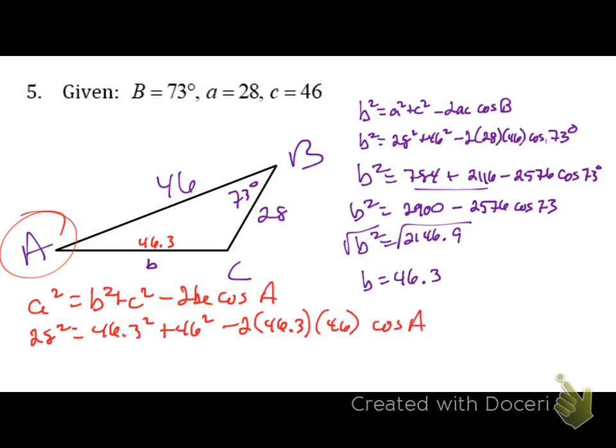And now I'm just going to go through and simplify everything down. So 28 squared is 784. And then 46, that decimal, I'm going to bring the whole decimal down and square it. And then add to that 46 squared.